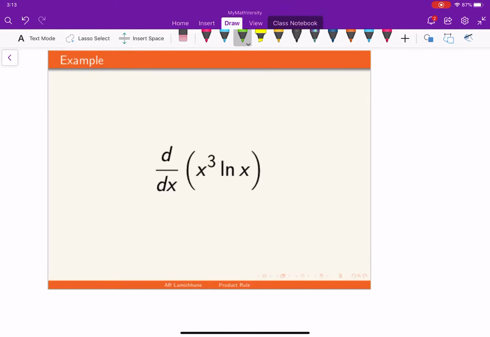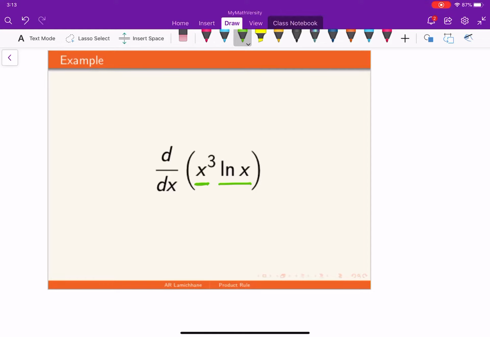In this example, we are given a function, x cubed times ln of x, and our goal is to find the derivative of that function with respect to x. So let's do that. If you look into it, the given function is the product of two functions, x cubed and ln x, right?